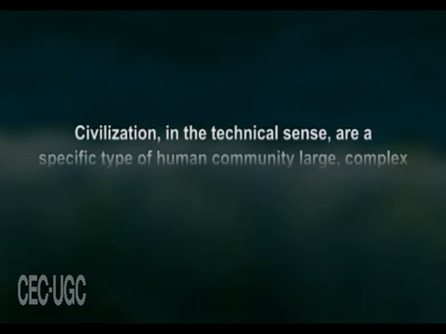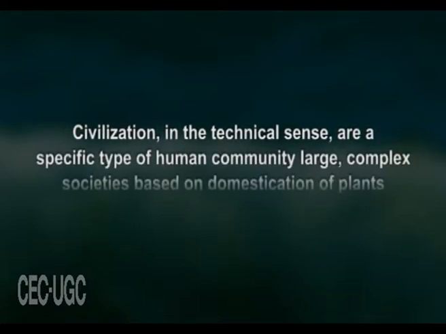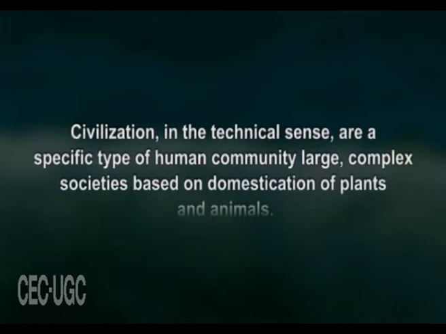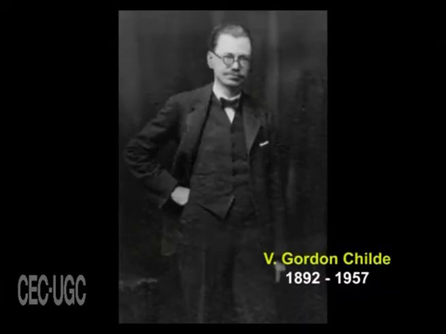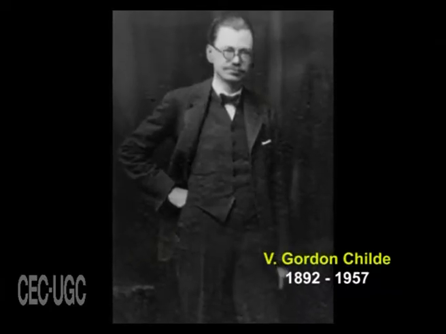Civilization, in the technical sense, is a specific type of human community: large, complex societies based on domestication of plants and animals. One of the most influential theories of civilization in the Western world in the early 20th century was that of a professor of prehistoric archaeology, V. Gordon Childe. Childe dealt elaborately with civilization, with specific examples from different parts of the world, and conclusively summarized the following attributes of civilization.